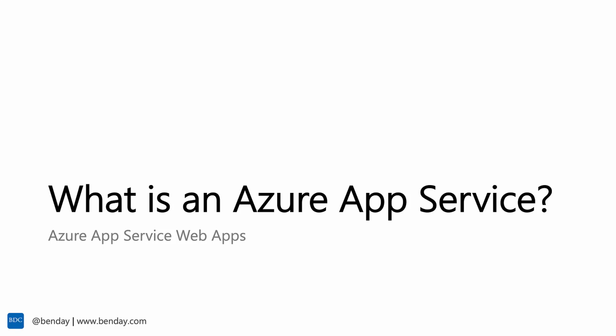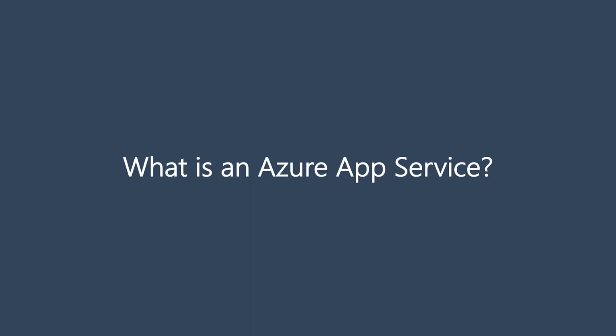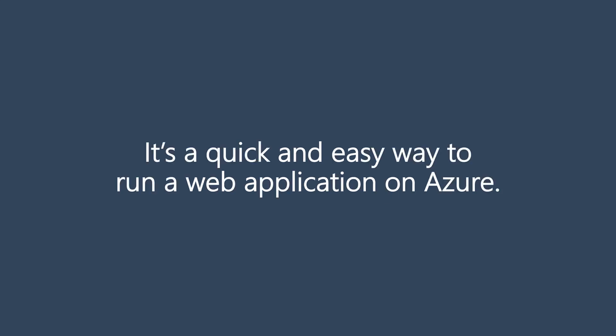So in this chapter, we're going to cover what is an Azure App Service. Which brings us to the question, what is an Azure App Service? Well, they're oftentimes referred to as an Azure web app. So if you're looking inside of the portal, so portal.azure.com, you might see it referenced both ways. So either Azure web apps or Azure App Service, the terminology is roughly interchangeable. And it's a quick and easy way to run a web application on Azure.